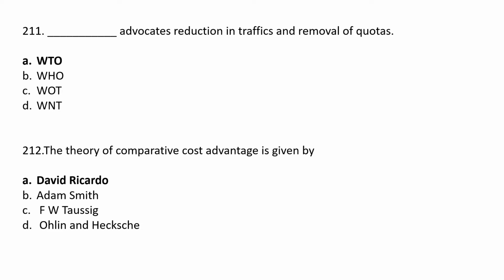The theory of comparative advantage is given by option A David Ricardo, option B Adam Smith, option C F.W. Taussig, option D Ohlin and Heckscher. The correct answer is option A David Ricardo. Theory of comparative cost advantage is given by David Ricardo.